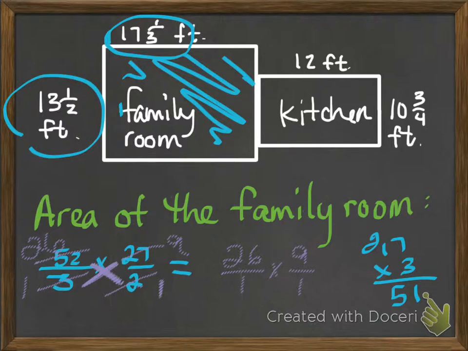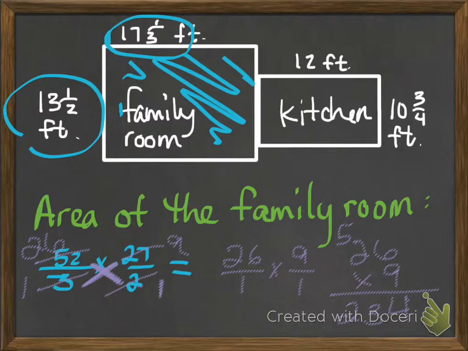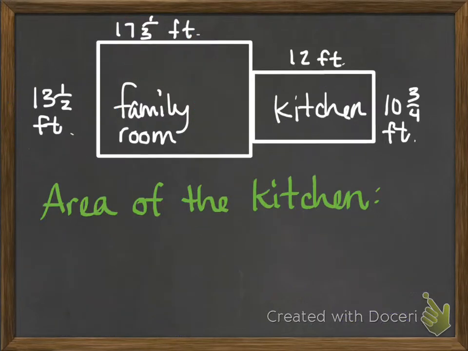Let me make some more space. So 26 times 9, multiply those. 9 times 6 is 54. Carry the 5. 9 times 2 is 18, plus 5 is 23. So the area of the family room is 234 feet squared. Okay, so now I found that part. Now I have to find the area of the kitchen. So I'll do that on the next page. The area of the kitchen.